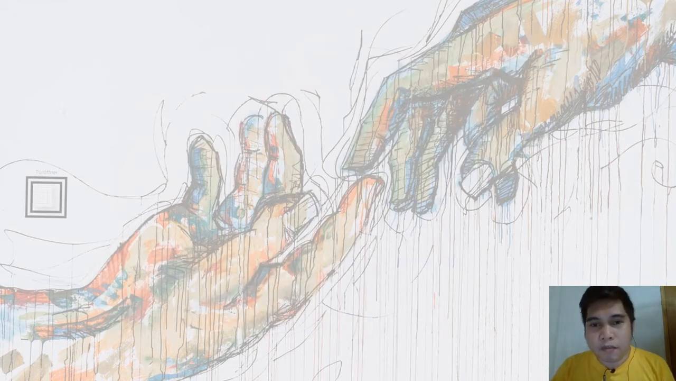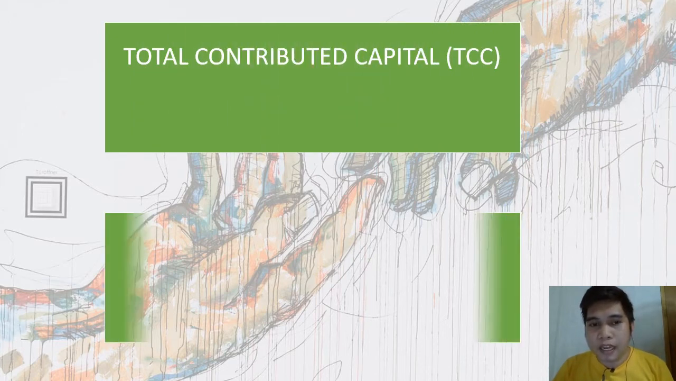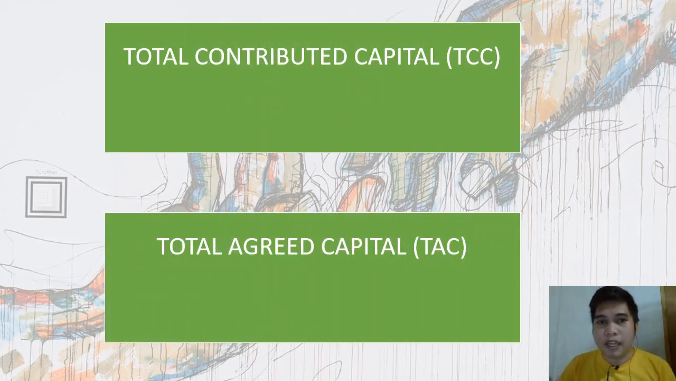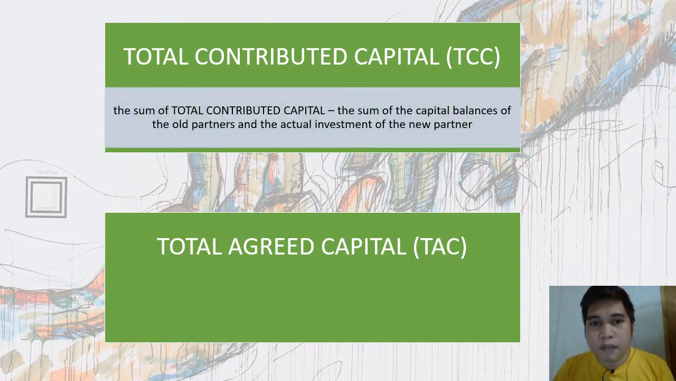Okay, two major terms na pwede nating ma-encounter kapag meron po tayong partnership dissolution, admission of new partner by way of investment is the total contributed capital at the same time the total agreed capital. If you say total contributed capital, it is the sum of capital balances of the old partners and the actual investment of the new partner. So basically, ito lang po yung capital balances ng old partner before the admission of the new partner. At the same time, kung magkano yung amount na ininvest ng new partner. So normally, as is lang yan.